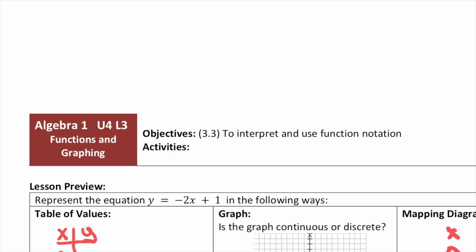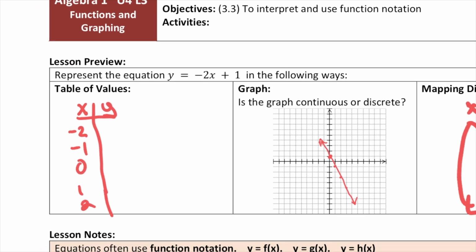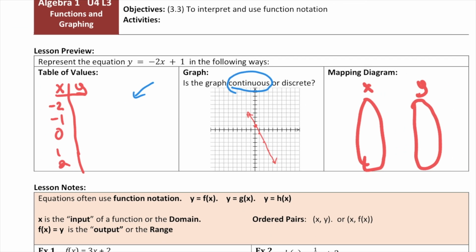For today's lesson, we're going to interpret and use function notation. During your lesson preview, you're going to practice making a table of values. Once you have your table of values, be certain to graph those points. Now, since you got to choose those table of values, your graph should be continuous.